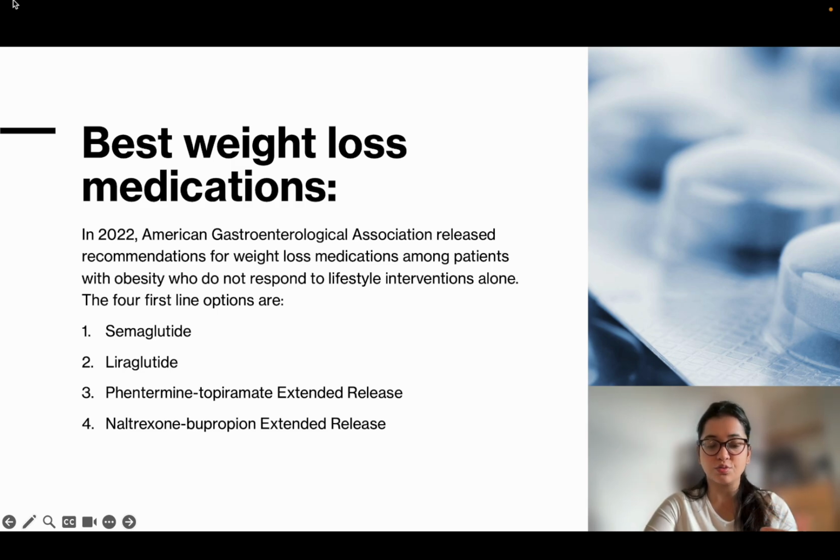Semaglutide has been shown to be highly effective in losing weight as compared to other medications. But I'll again point out the fact that it always starts with lifestyle modifications first, and then the medications, and then the surgeries.